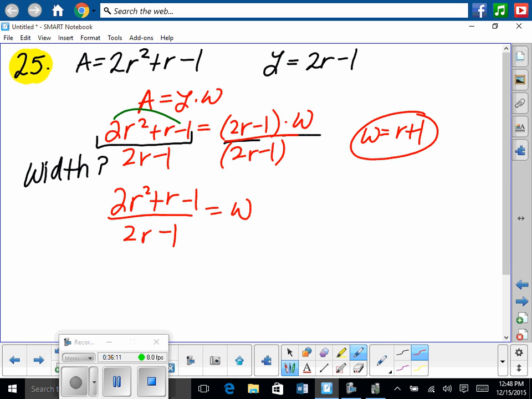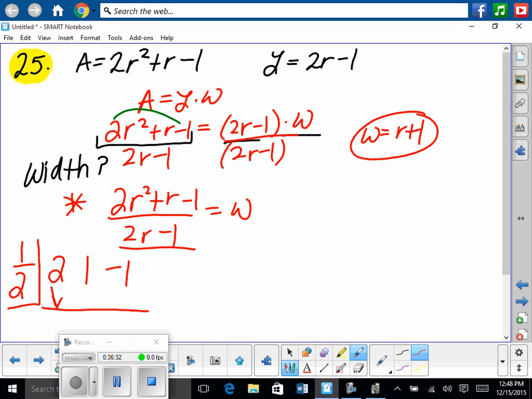That's equal to the width. And then we could either factor the top, divide out common factors, or we could do synthetic division. You would set this equal to 0 and solve for your answer. So we'd have 1/2, and then we would set up our synthetic division. So 2, 1, negative 1.